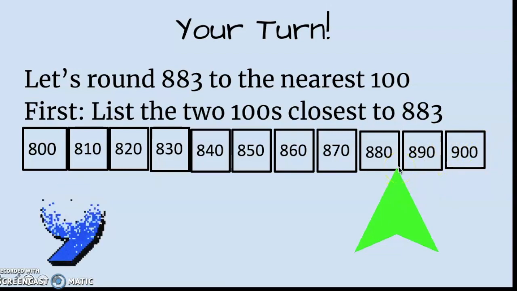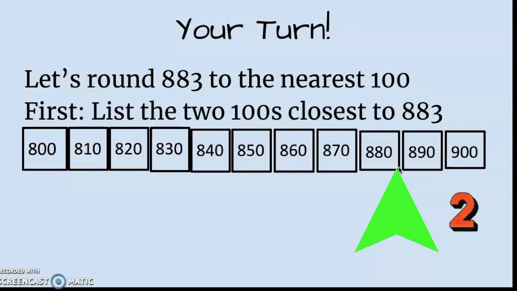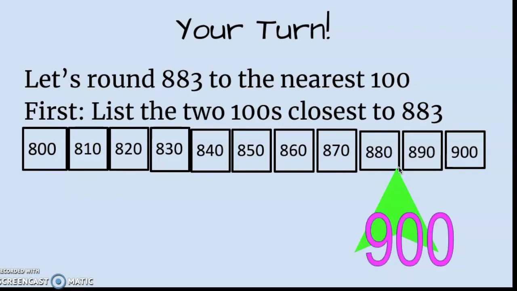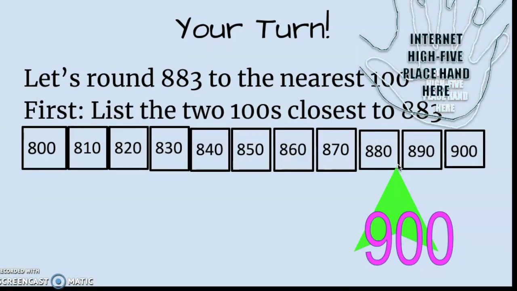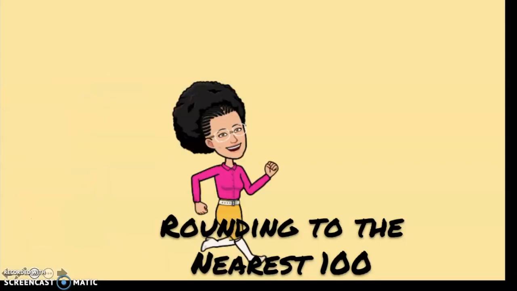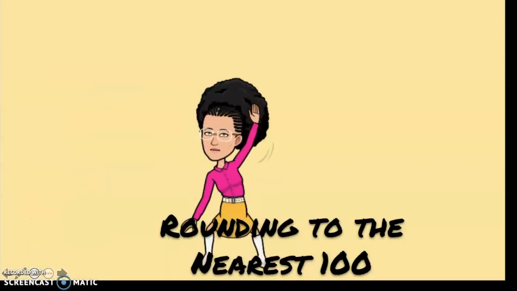1, 2. It took me 2 hops to get there. So which 100 is it closest to? If you say 900, you are absolutely correct. High five. Good job. Remember, you can pause, rewind, rewatch as many times as you like.